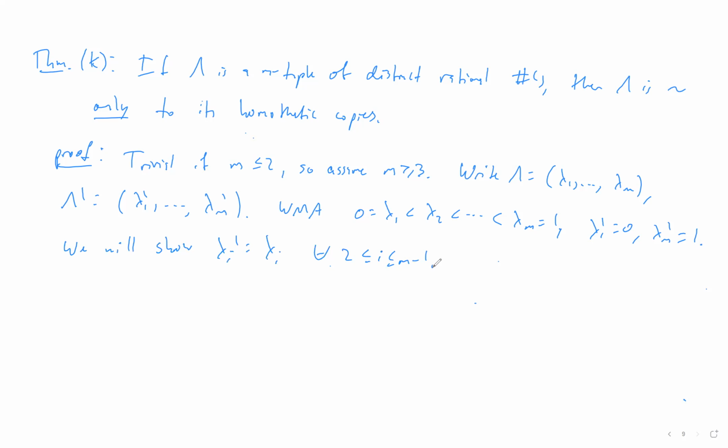Okay, great. So how do we do this? We know that the lambda i's are all rational. So we're going to write lambda i is equal to a over b, where a and b are natural numbers. And you can choose them to be relatively prime. It doesn't really matter. And note that b is at least 2, right? Because lambda i is strictly between 0 and 1.